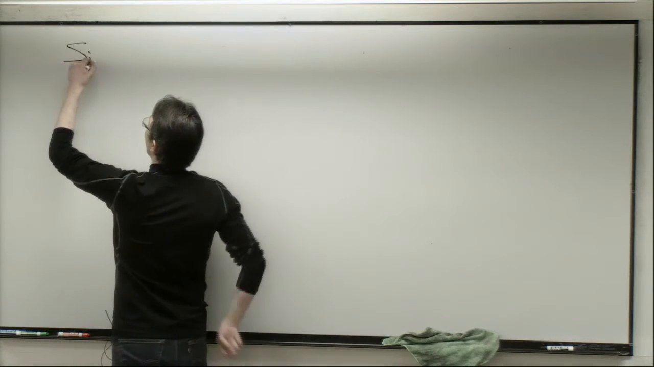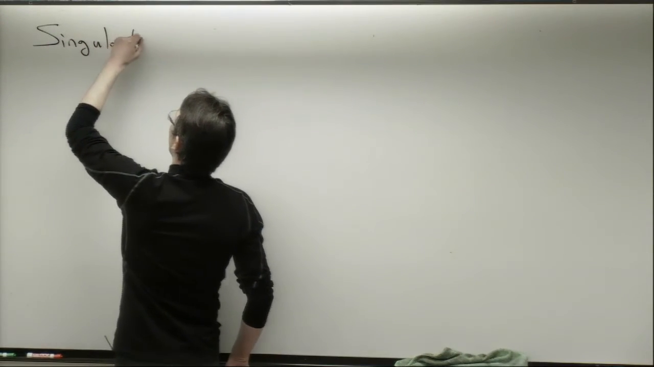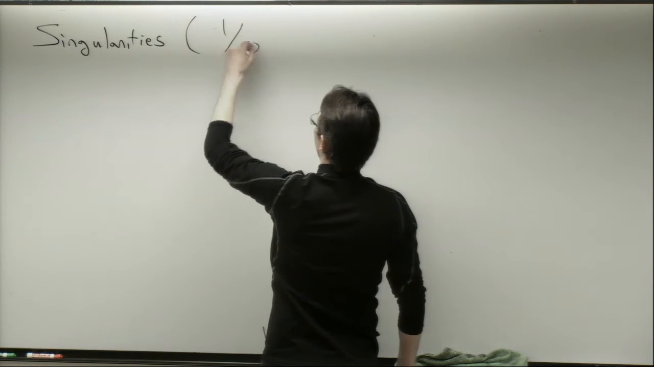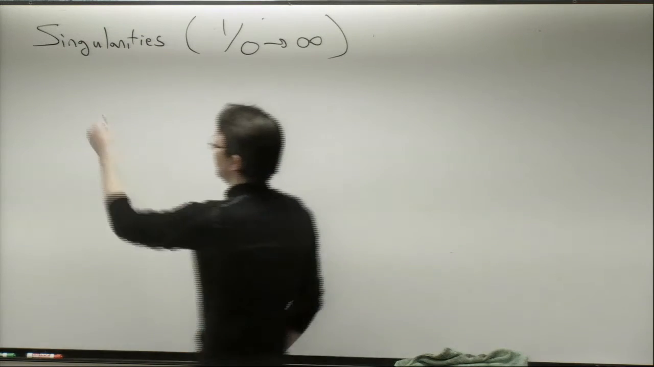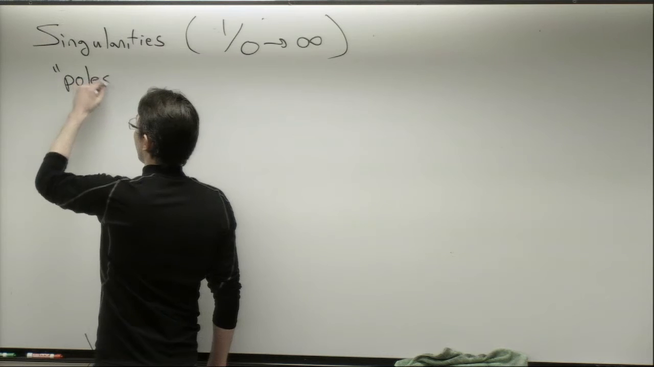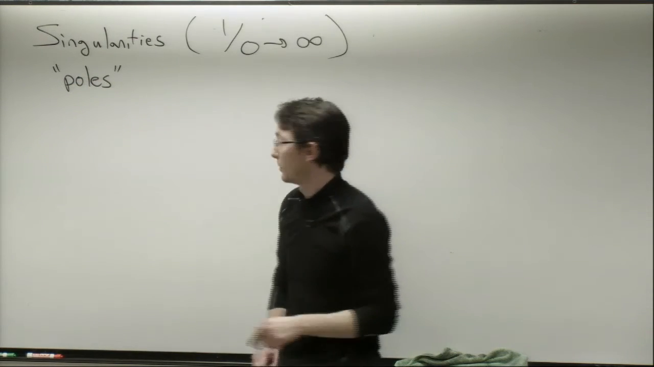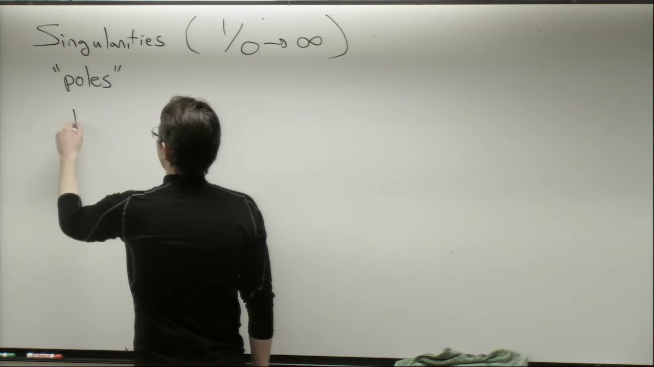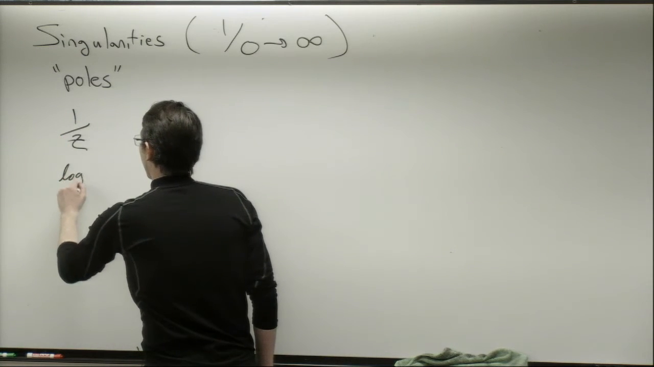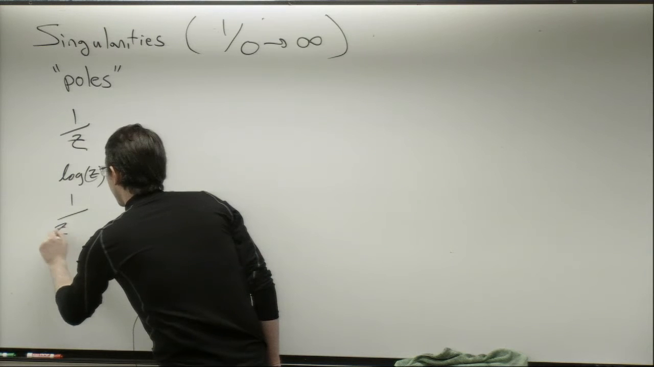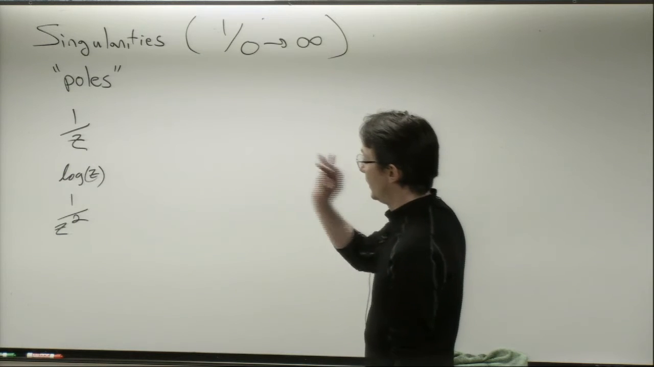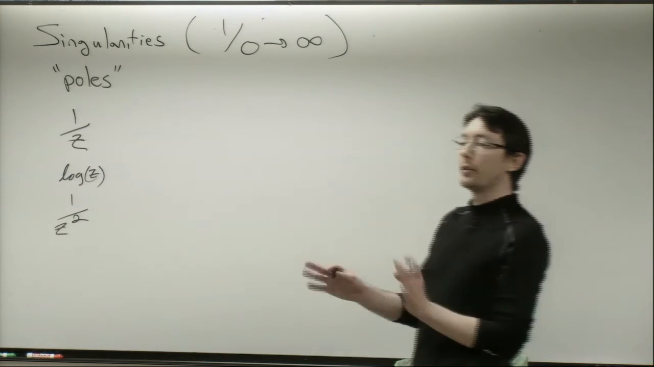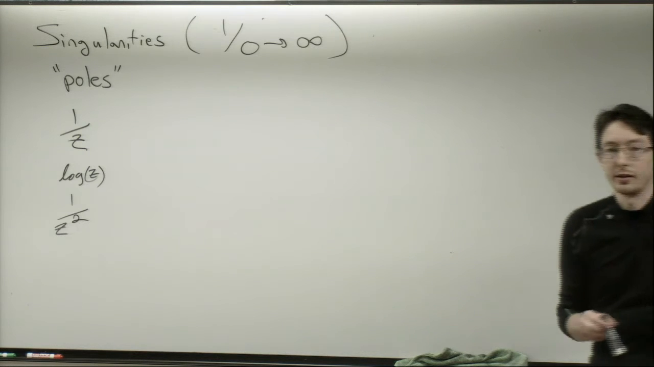So you have singularities, which basically just means divide by 0, so something that blows up to infinity. In the complex plane, these are called poles. Don't ask me why. Examples are like 1 over z, or log of z, or 1 over z squared, things like that. And these functions are not analytic. What are some other examples of things that are not analytic, that don't have singularities?